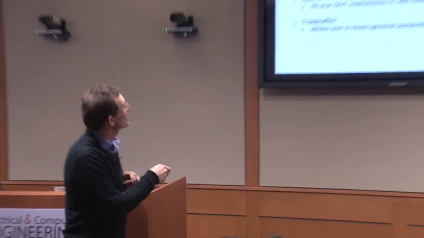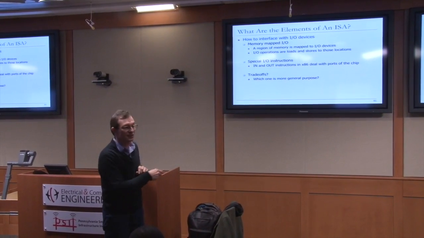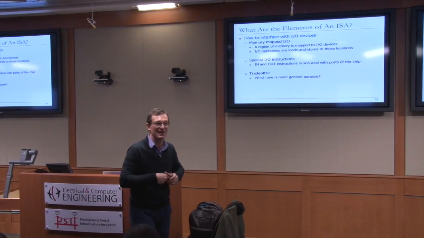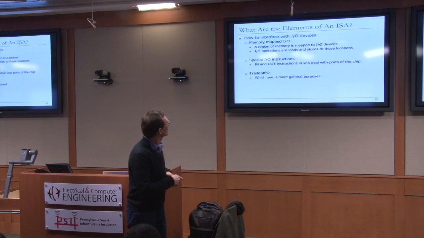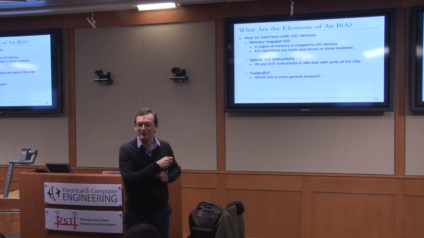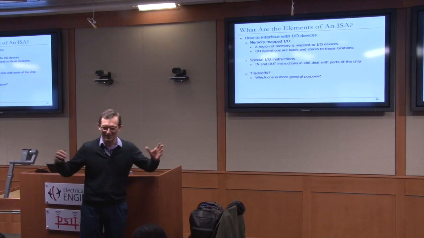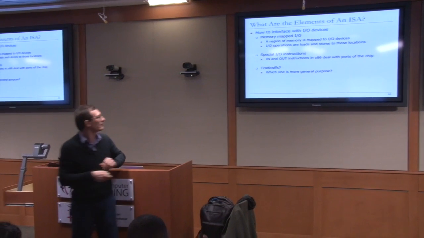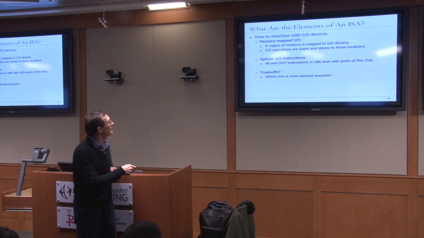Or you can have special I/O instructions. For example, x86 has in and out instructions that deal with the ports of the chip. You can specify which port of the chip you're getting data out of. x86 also has memory mapped I/O, by the way. That's what makes it complex. You can do the same thing in many, many different ways. So there are trade-offs related to this also. Everything has a trade-off.